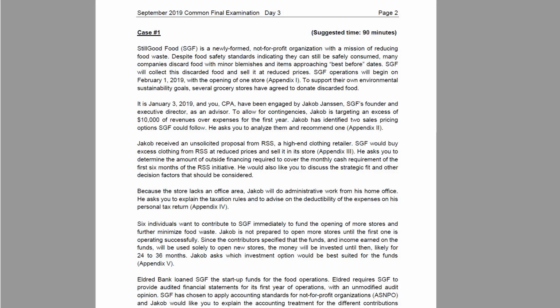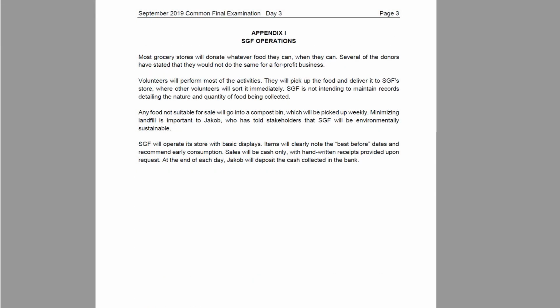Lastly, here's an example of a day 3 case. It's about 7 pages long. It shows the suggested time. It has various paragraphs with case facts and requirements. It's then followed by appendices similar to day 1 and day 2 cases.